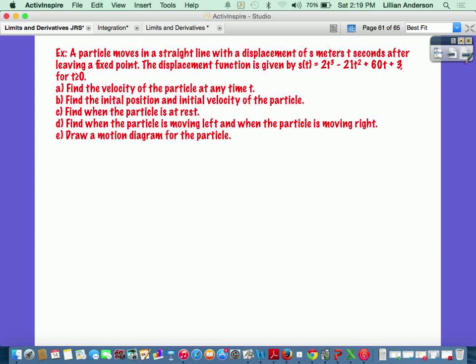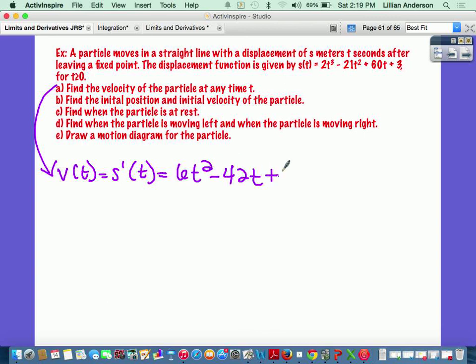So let's take a look at an example. A particle moves in a straight line with a displacement of s meters t seconds after leaving a fixed point. The displacement function is given by that example right there. We have to find the velocity of the particle at any time. Well, that is just finding our velocity function, which is the derivative of our displacement function. The derivative of s of t is going to be 6t squared minus 42t plus 60, because we apply our power rule here.